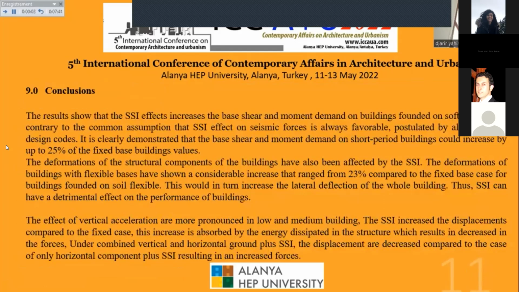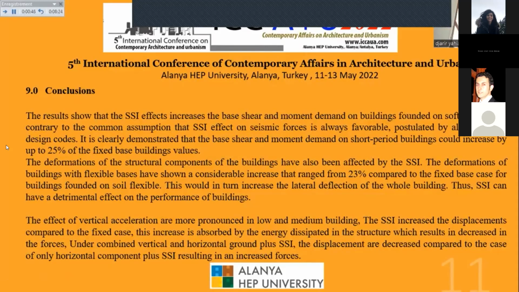9.0 Conclusions. The results show that the SSI effects increase the base shear and moment demand on buildings founded on soft soil. This is contrary to the common assumption, postulated by almost all the design codes, that the SSI effect on seismic forces is always favorable. It is clearly demonstrated that the base shear and moment demand on short period buildings could increase by up to 25% of the fixed base building's values.